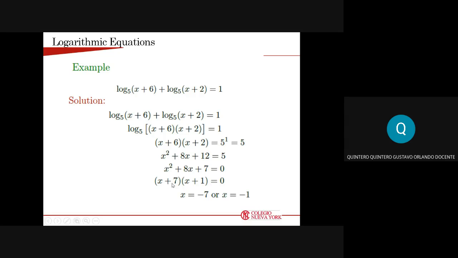If one equals 0, then x plus 7 equals 0. From here, x equals negative 7. From the other one, x plus 1 equals 0. So we can pass the 1 to subtract, equals negative 1 then. x equals negative 1. This was another equation where we had two possible solutions.